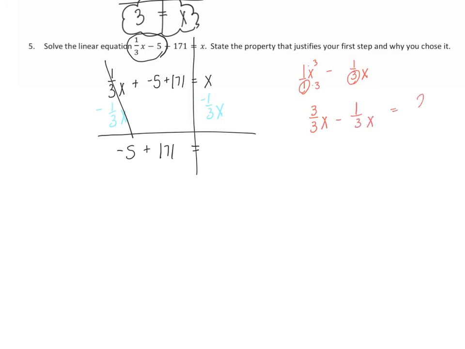3 take away 1 is 2. So this becomes 2/3 of an x. Again, you can turn these all into decimals and work with decimals if you'd rather. It makes it easier on a calculator.